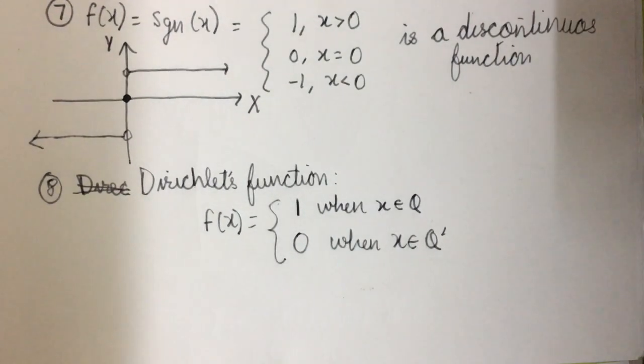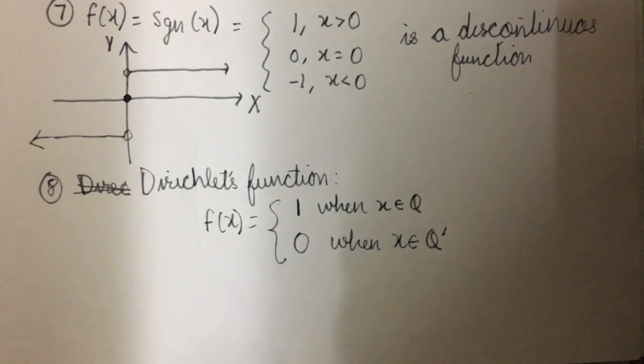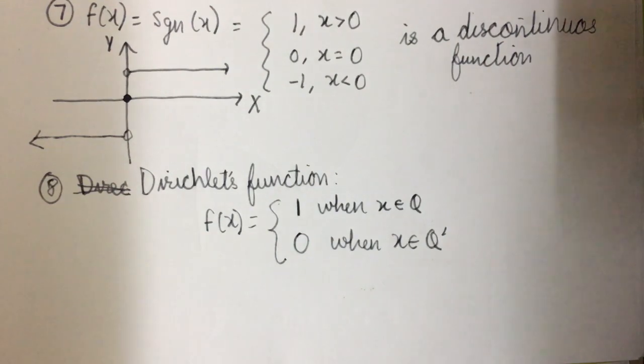Now we discuss a special function, the Dirichlet's function, which is equal to 1 when x is a rational number and is equal to 0 when x is an irrational number. Here we can clearly see that it is discontinuous at every point of its domain.